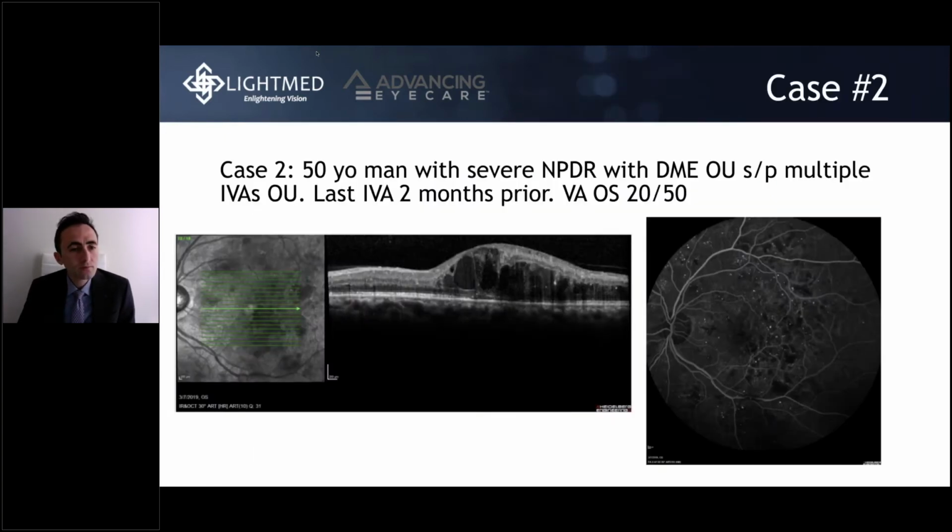So case 2, a 50-year-old man with severe non-proliferative diabetic retinopathy with diabetic macular edema in both eyes, who has had multiple injections with Avastin. His last Avastin injection was about 2 months prior, and his vision in the left eye was 20/50. So you can see the OCT where the patient has significant cystoid macular edema involving the central part of the macula. The fluorescein angiogram on the right is showing multiple microaneurysms and areas of ischemia and leakage within the macula, consistent with the macular edema that the patient has.